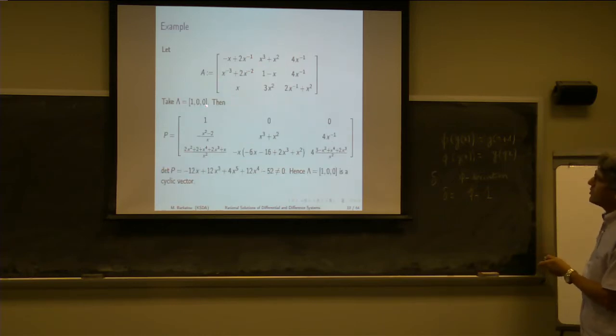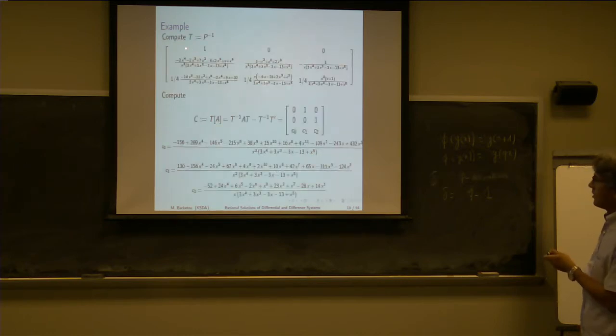Okay. And this is just to show you. If you do this here and you compute the matrix P, with lambda 0, lambda 1, and lambda 2 in this case, it turns out that this matrix has a determinant not equal to 0. You see the determinant here. So this is a cyclic vector. And if you compute the inverse of P and apply this transformation, then you get an equivalent scalar equation.